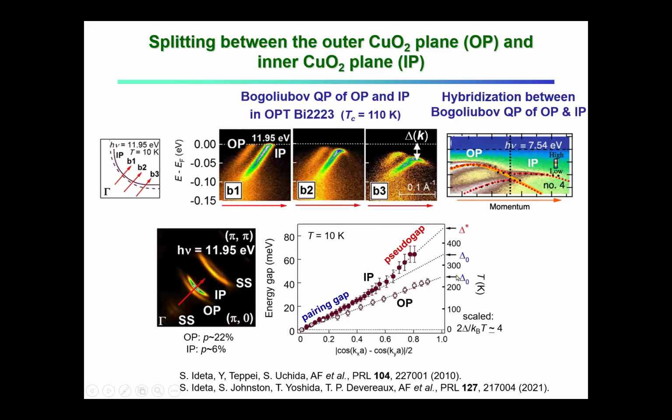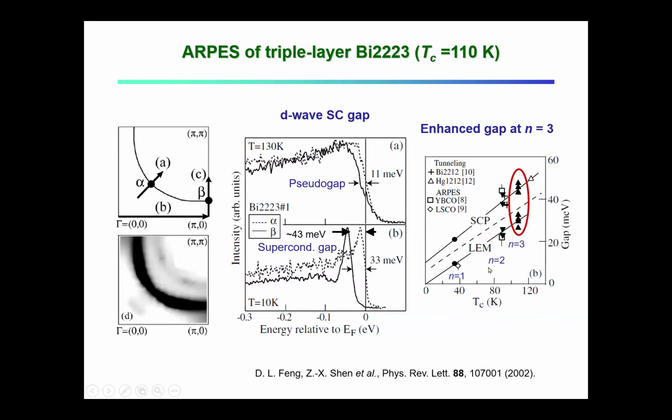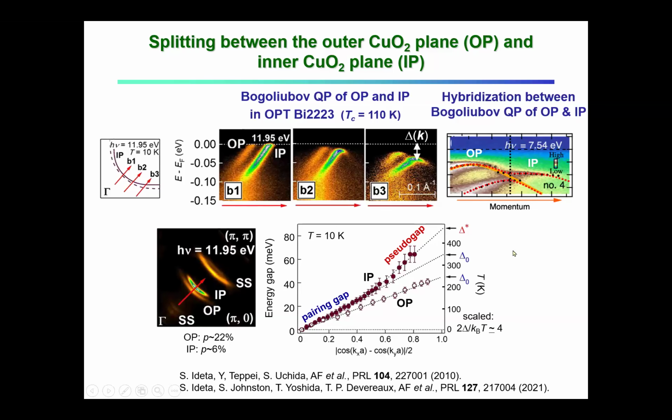But for the outer plane, the superconducting gap defined by the slope of the nodal quasi-particle is already over the standard magnitude, but at the inner plane, the magnitude is even larger, as already mentioned.